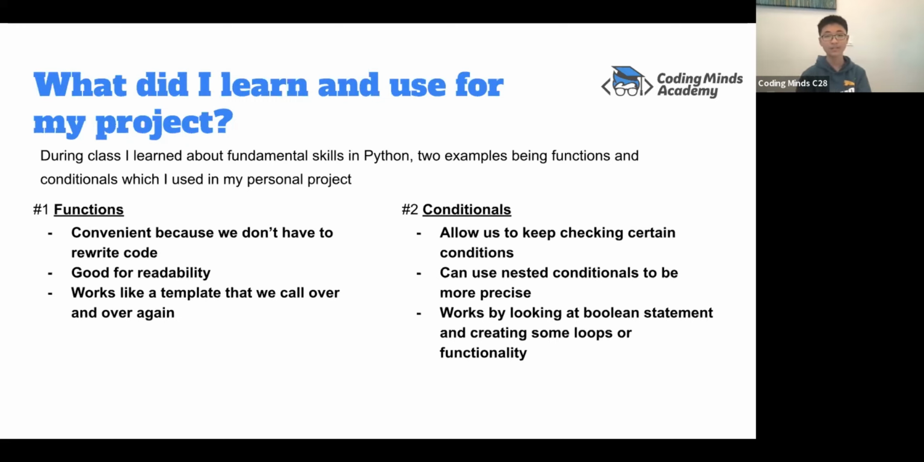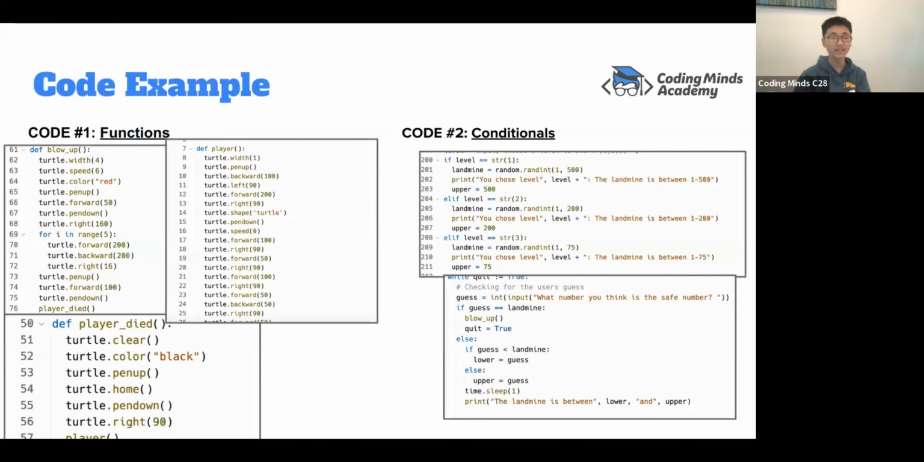And number two is the conditionals. Conditionals allow us to check certain conditions, and nested loops or some conditional things are also convenient to work with. And those are the code examples from my final project.